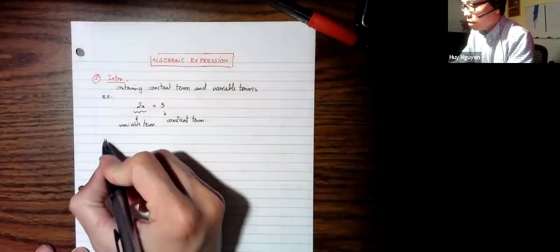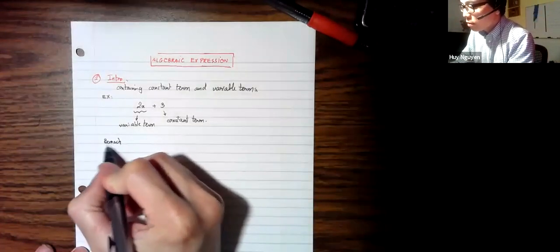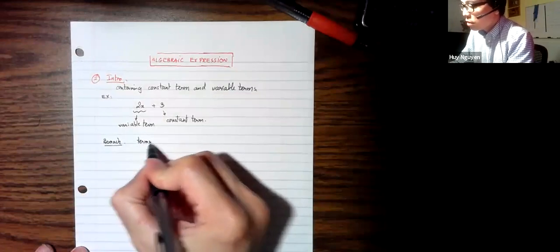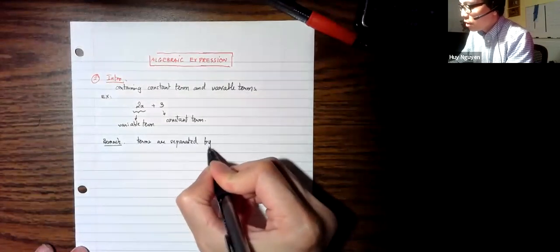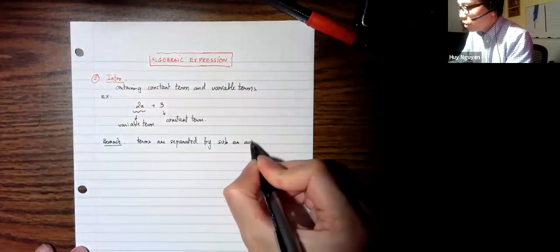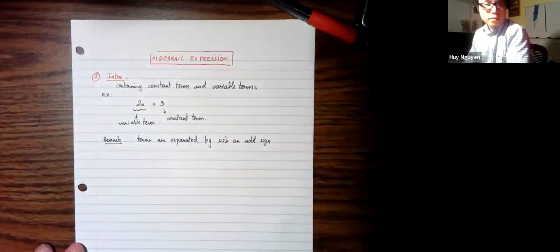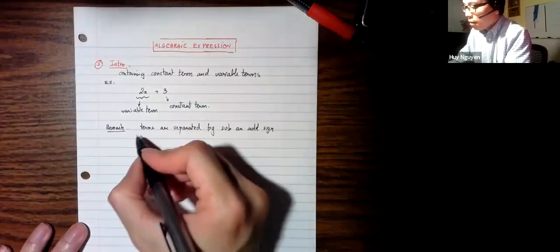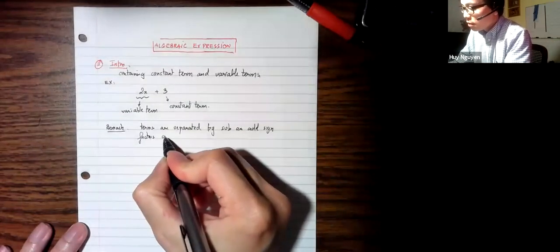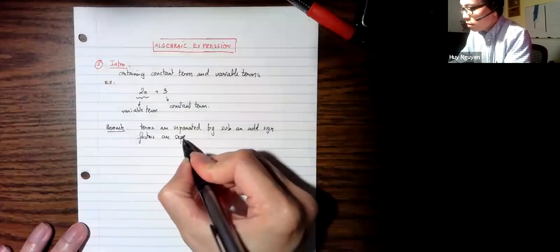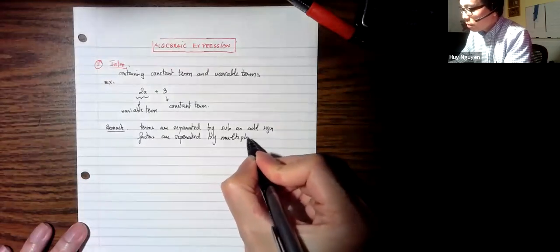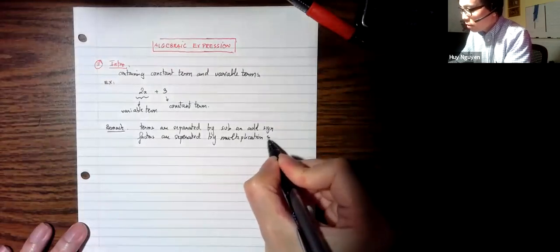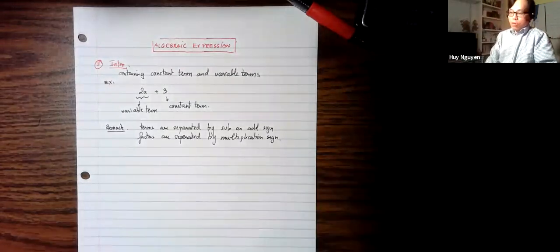So, a remark: terms are separated by a subtraction or addition sign. Factors are separated by a multiplication sign. So 2x plus 3 is an algebraic expression.